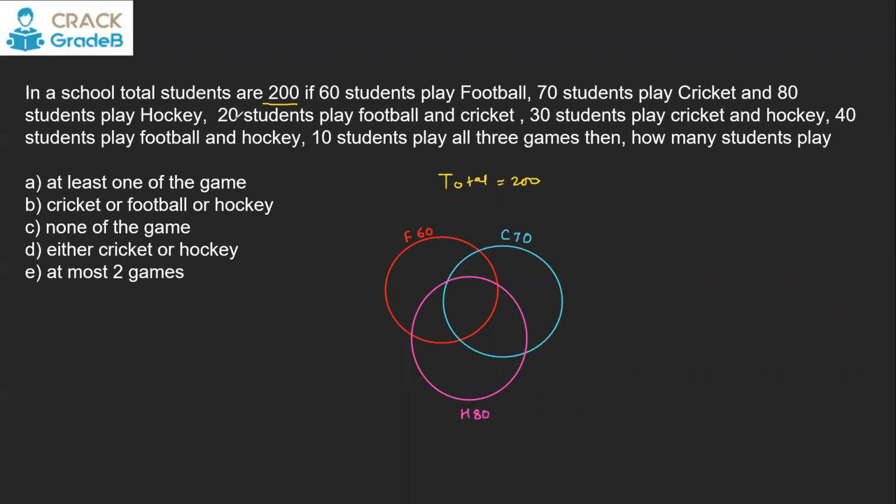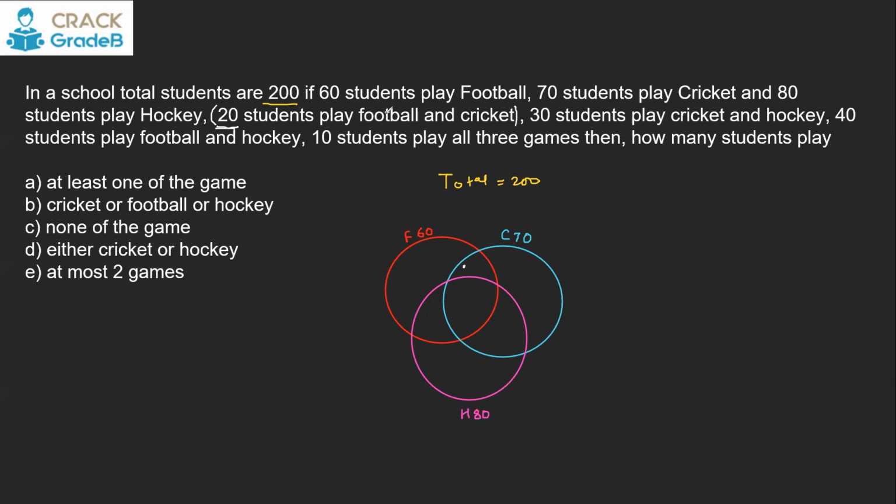Now, it says 20 students play football and cricket. So where are you going to write that 20? That is a very important question. One might wonder, should I write it here? Because it says 20 students play football and cricket, it has no mention of hockey. So you prefer to write it here, but that would be wrong. You cannot write 20 here, because if you write 20 in this area, you are assuming that those 20 people do not play hockey. But has it been mentioned? No. There is no mention that those 20 students don't play hockey.